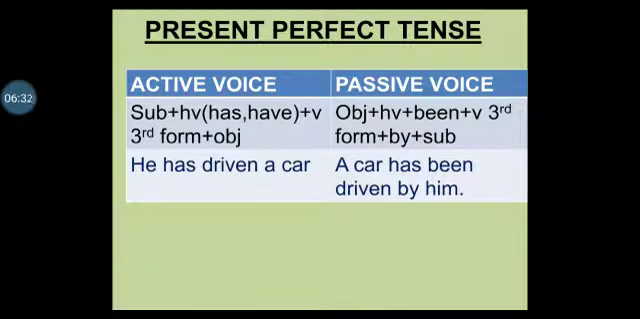Now, present perfect tense. In active voice, subject plus helping verb has or have plus verb third form plus object. He has driven a car. Change in the passive voice, object plus helping verb plus been plus verb third form plus by plus subject. A car has been driven by him.